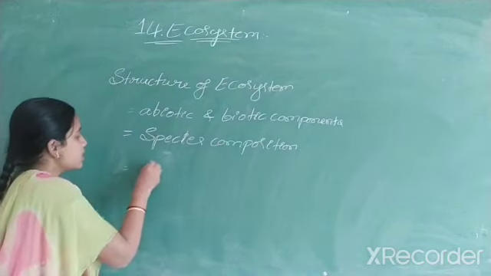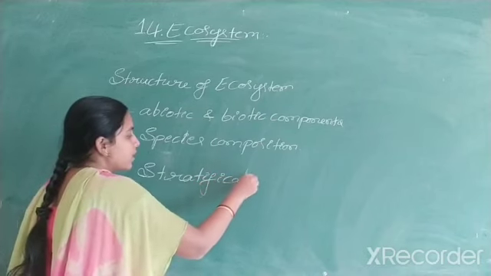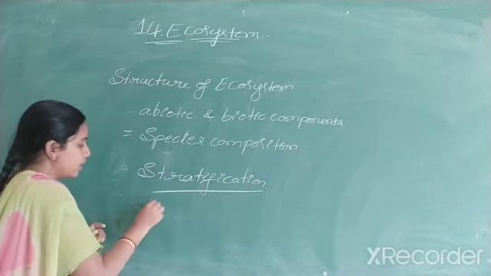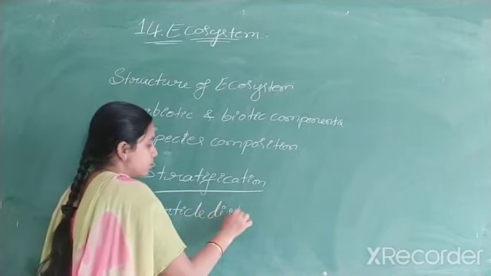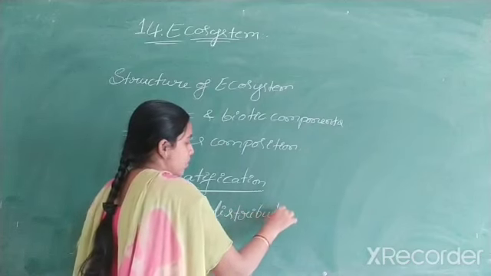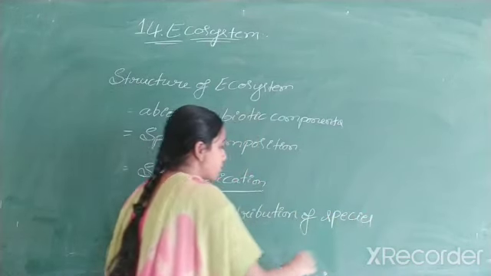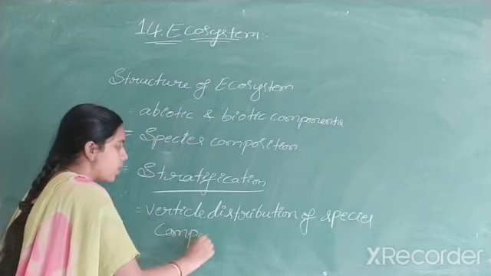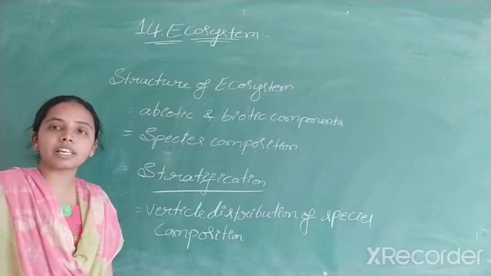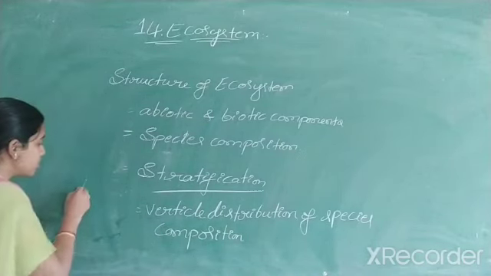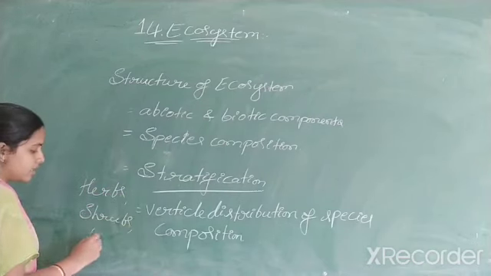Next there is stratification. What is meant by stratification? Vertical distribution of species composition is called stratification. On the basis of vertical distribution, plants are classified into herbs, shrubs, and trees.